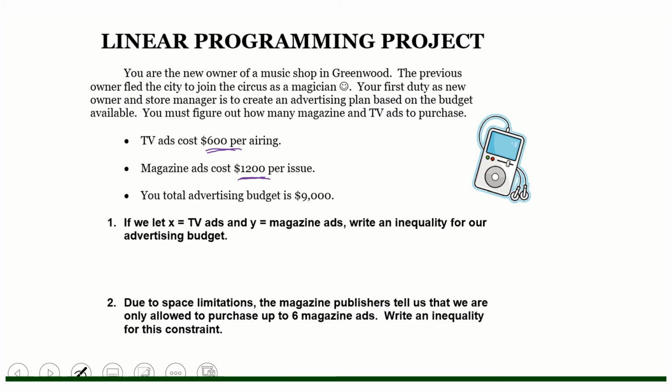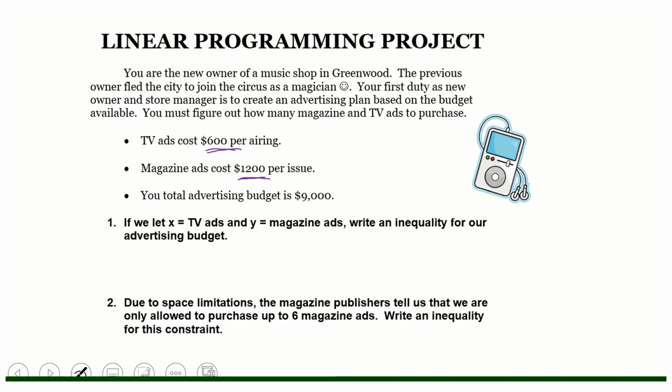So what we're trying to figure out is the best combination of TV ads and magazine ads to reach the most amount of people for the least amount of money. That is the goal. You've got these two different variables in play, and they are assigning the variables to you. X has to be the TV ads and Y has to be the magazine ads.